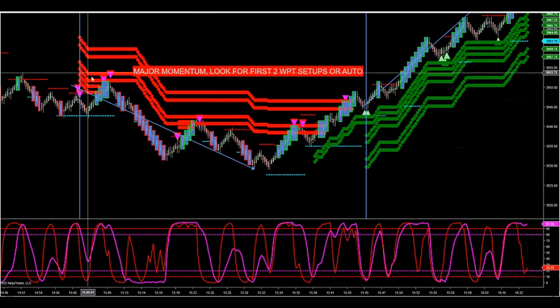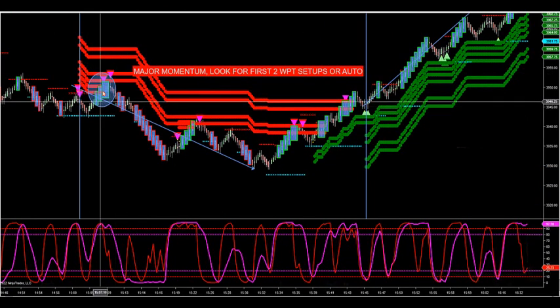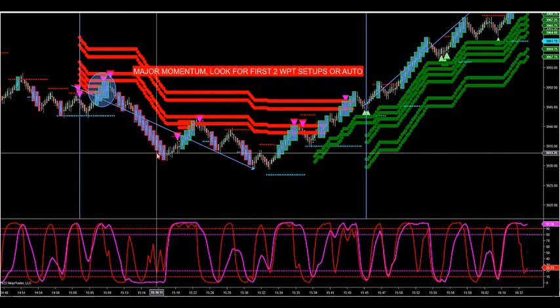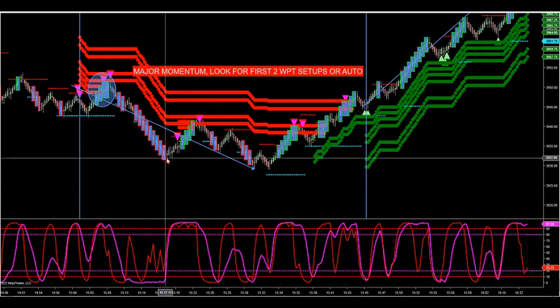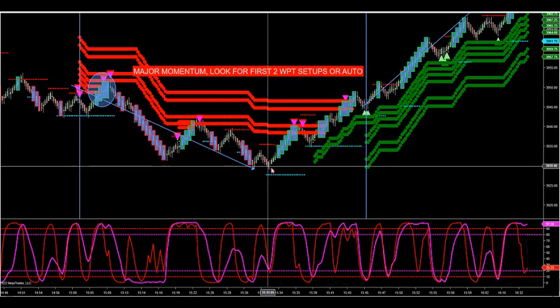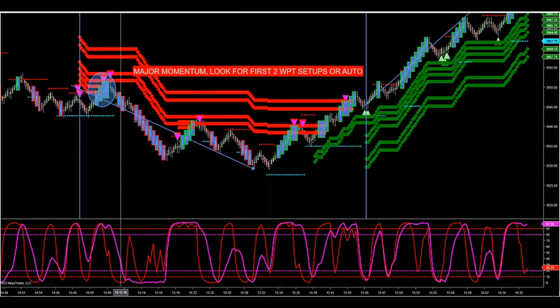Here's your opposite color speed bar against red ATR. That's catching the rolling counter trend traders, and look at that sell-off. You get really two good shots at it. Here's an opposite color speed bar against red ATR, huge sell-off.